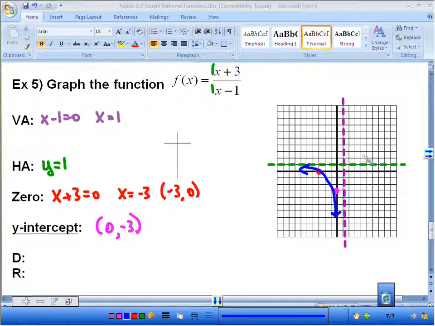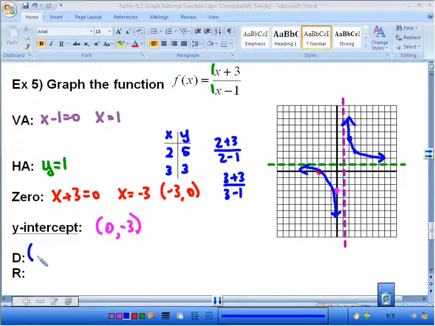Now I need some positive points to give me the right side of my graph. Here's my t-chart. So how about if I use a 2? I'm going to plug a 2 into my equation. 2 plus 3 is 5, and 2 minus 1 is 1. That's going to give me 5. I have a point at 2, 5. And then how about if I plug a 3 there into my equation? 3 plus 3 is 6, and 3 minus 1 is 2. 6 divided by 2 is 3. So I have a point at 3, 3. And there's my other branch.